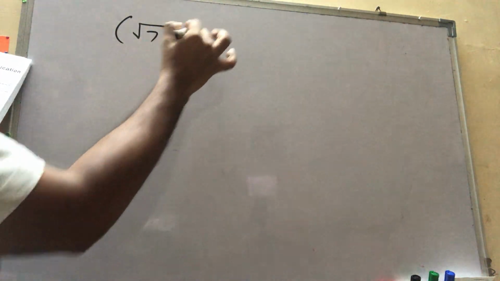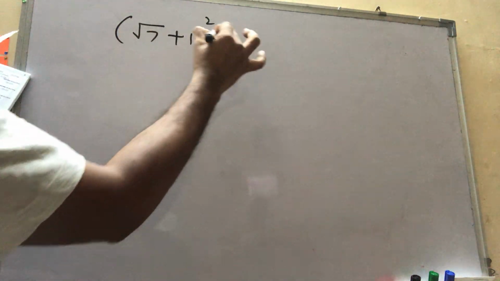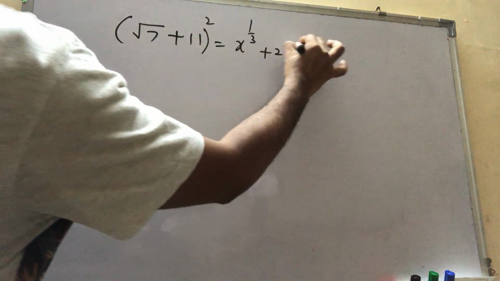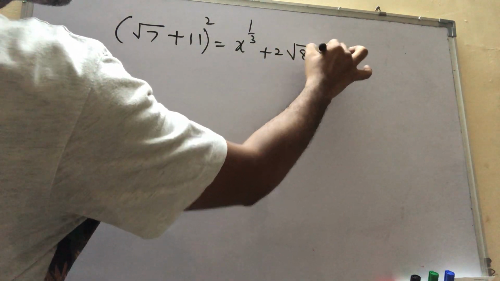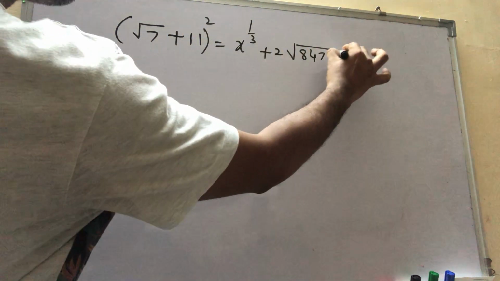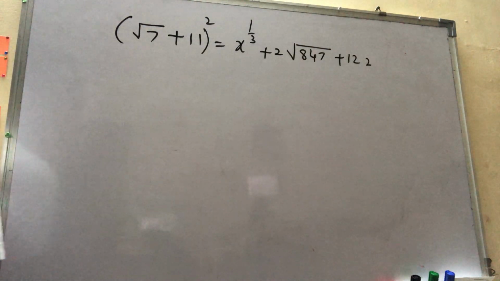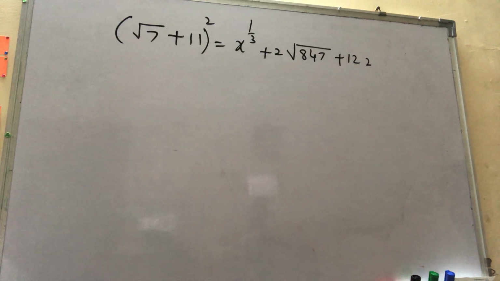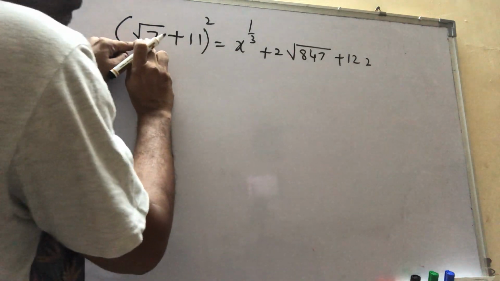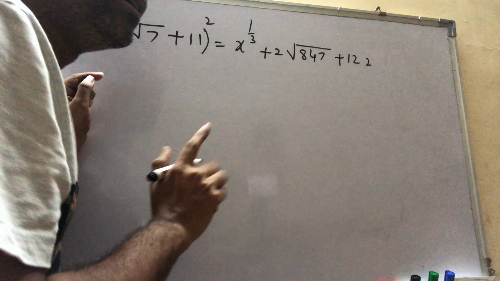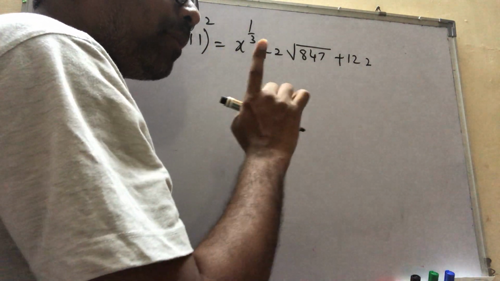(√7 + 11)² = x^(1/3) + 2√847 + 122. This is your question number 8 from the chapter Simplification. Now see, as everyone knows, consider (a + b)². What is the formula for (a + b)²? That is a² + b² + 2ab.